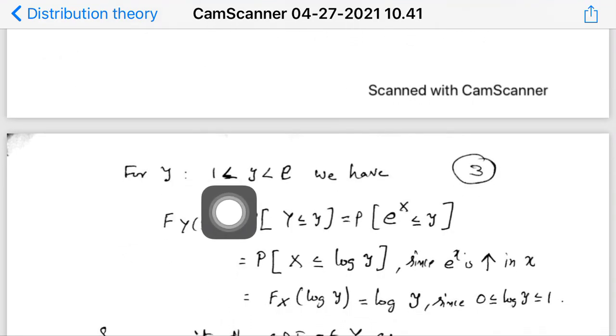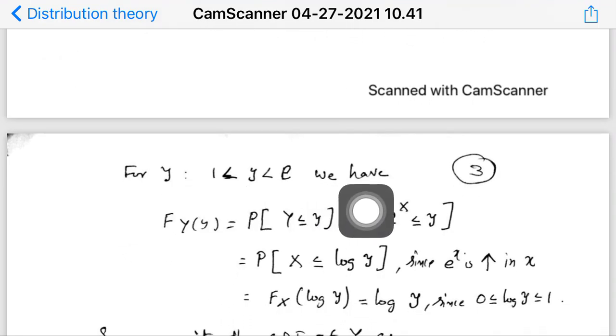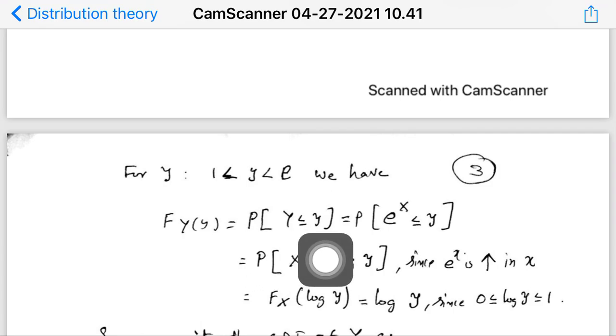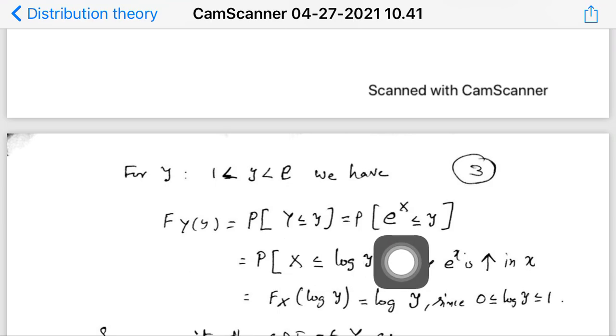For 1 less than y less than e, we have F_Y(y) equal to the probability that Y is less than or equal to y, which is the usual way of finding F(y). Because Y is equal to e to the power of X, the probability that Y is less than or equal to y equals the probability that e to the power of X is less than or equal to y.